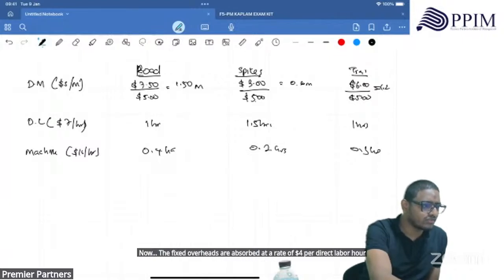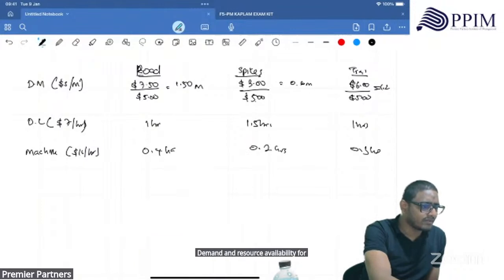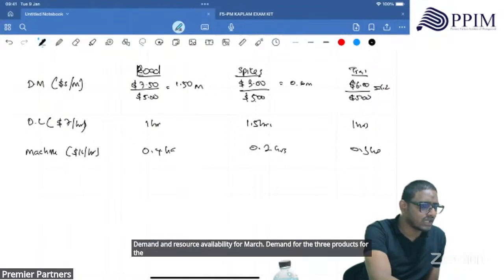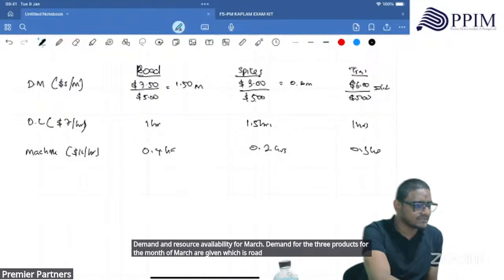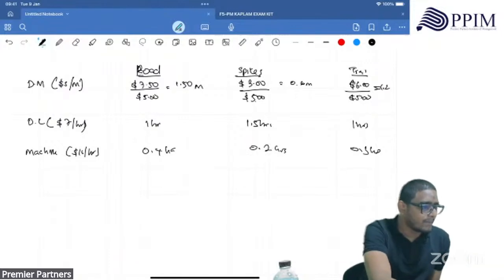Belahouston company uses a just-in-time production system. Okay. Demand and resource availability for March. Demand for the 3 products for the month of March are given, which is road 2,300 pairs, spikes 5,400 pairs, and trail 1,650 pairs.